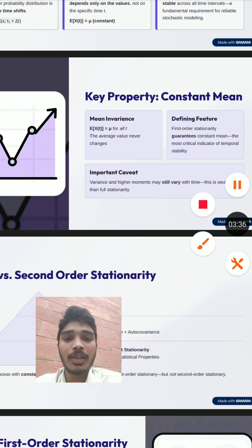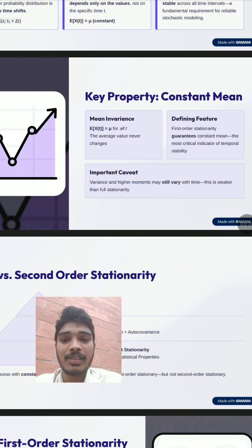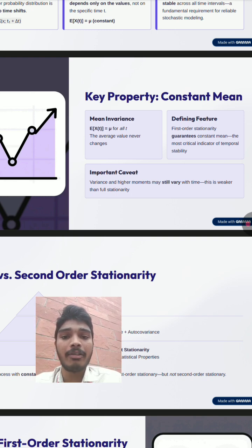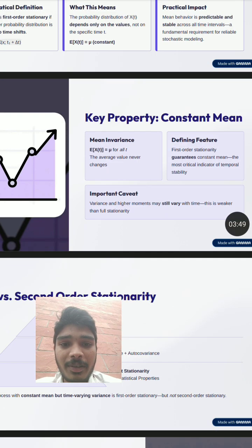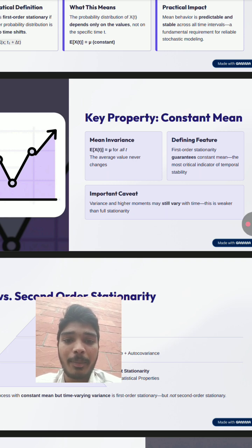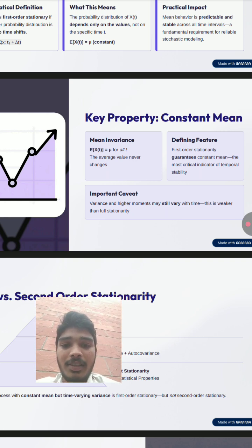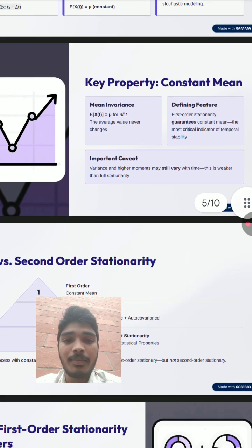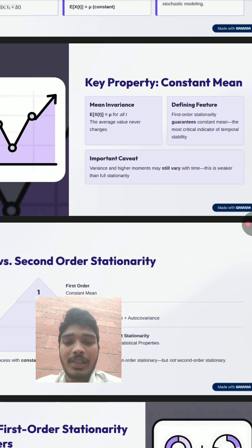Key property: constant mean invariance. The expectation of X(t) equals mu for all values of t. The average value never changes with respect to time. Defining feature: first order stationarity guarantees a constant mean, the most critical indicator of temporal stability. Important caveat: variance and higher moments may still vary with time. This is weaker than full stationarity.